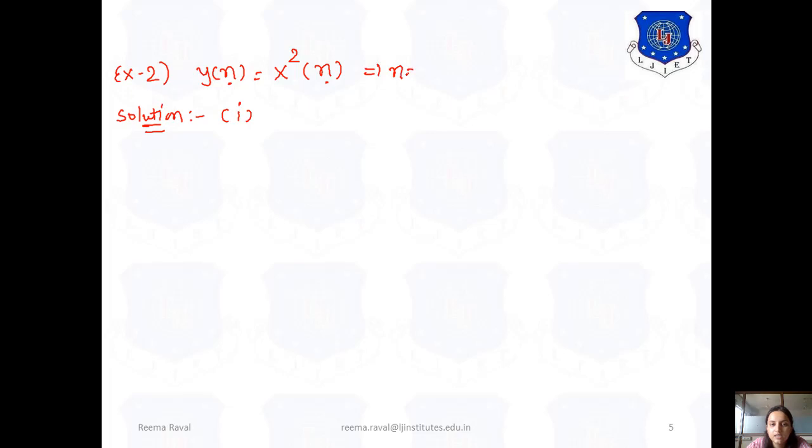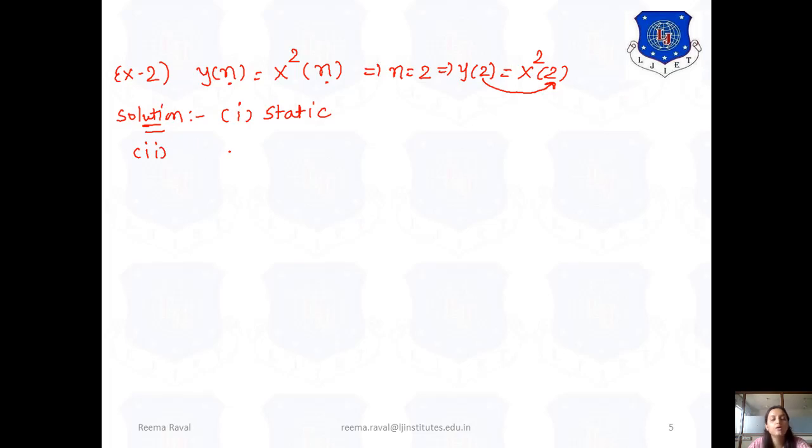So here let us consider the instant n equals 2. So this will give us what? y of 2 equals x square of 2. That means at a particular instant, it depends on that particular instant only. So the output depends on that particular time instant. So this will give us a static system. So the system is static.